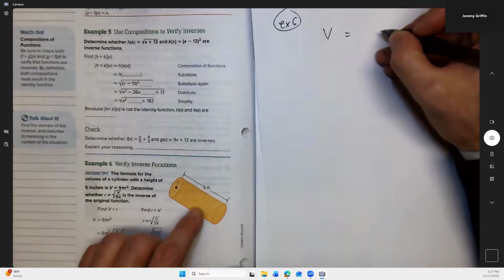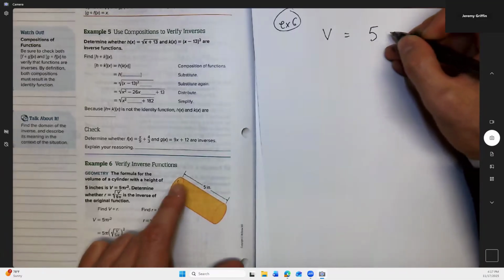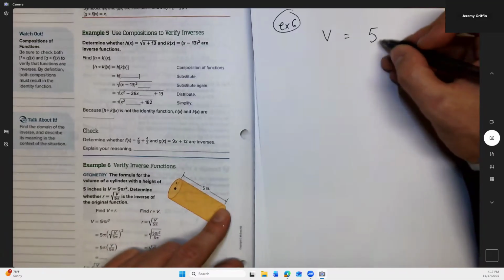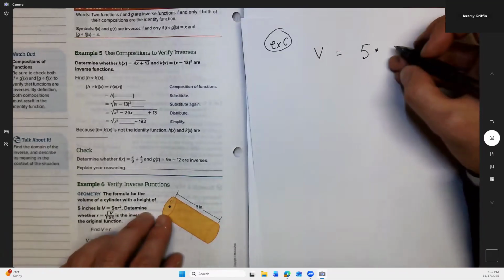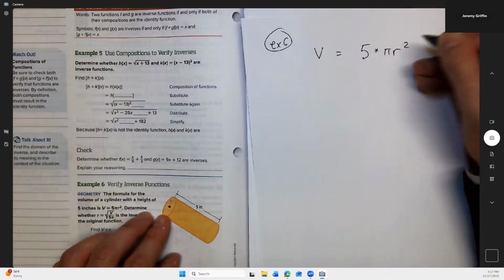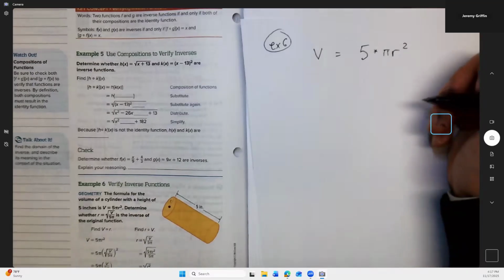So we take 5 because it's 5 inches long. That's what the 5 means, 5 inches. And multiply by the area of the circle, which in terms of its radius is pi r squared. You guys know that, right? Area of the circle is pi r squared. So we got that.